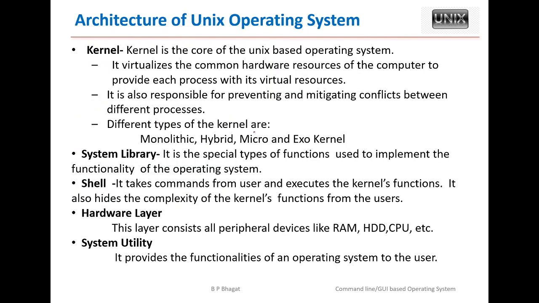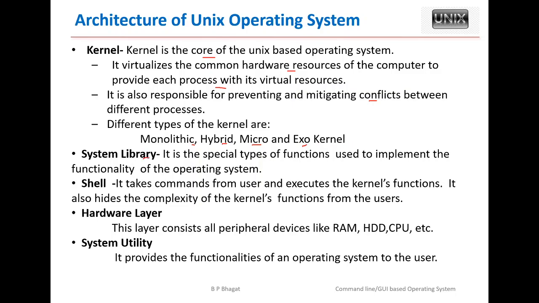The kernel is nothing but the core of the Unix-based operating system, which is used to manage all the hardware resources of the computer to provide each process with its virtual resources. It is also responsible for preventing and mitigating conflicts between the different processes. That means every individual process is executed without conflicting or mixing with each other. The different types of kernels available are monolithic, hybrid, micro, and exokernel. Depending on their features, they have been categorized.